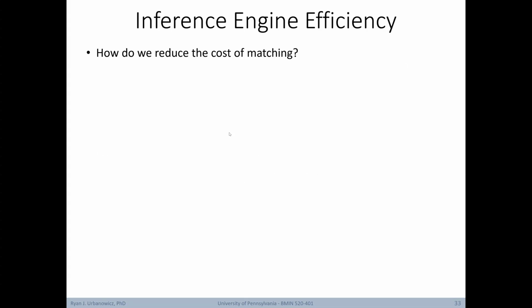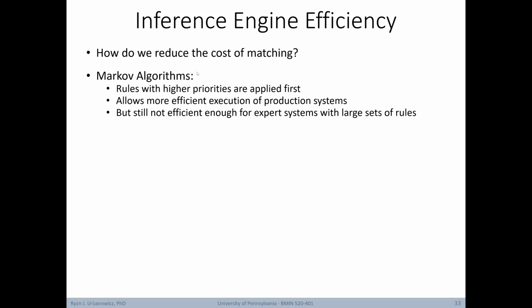When it comes to the efficiency of an inference engine, we might ask, how do we reduce the cost of the matching process? Well, one way is through something called Markov algorithms. Here, rules with higher priorities are applied first, and this allows more efficient execution of production systems. However, this kind of approach is still not efficient enough for expert systems with large sets of rules.